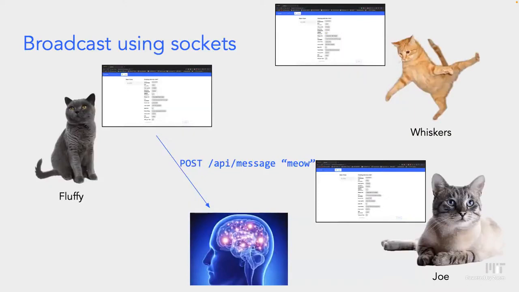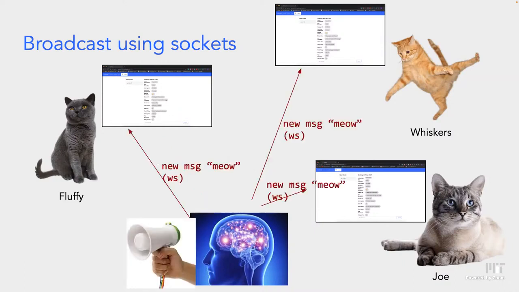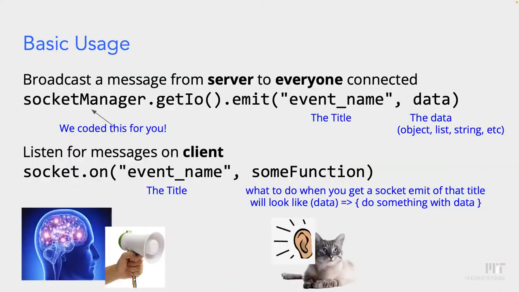So yeah, when we have these sockets set up, the way that we're going to use them is, Fluffy, like our client here, will post a message just using a normal API request. And then the server will then use its socket broadcast to essentially just tell everyone this message. And then now all the clients can hear this message and know that it's been updated. So how does it look in the code?